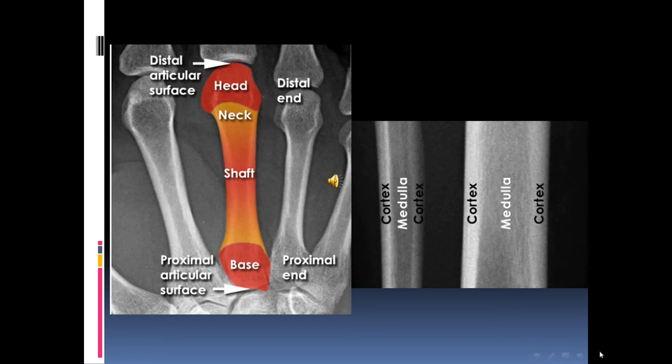As an example of a plain x-ray of the right hand, we can see the metacarpal bones. On the right image we can see the part of the bones which shows the cortex, which is very dense as compared to the medulla in the middle. So the medulla is the marrow and it is low density, while the cortex on both sides is hyperdense and denser than the medulla. What about the normal anatomy? From distal to proximal, we can show in this image on the left side the head of the metacarpal, the neck, the shaft and the base. So this is in general the normal anatomy.